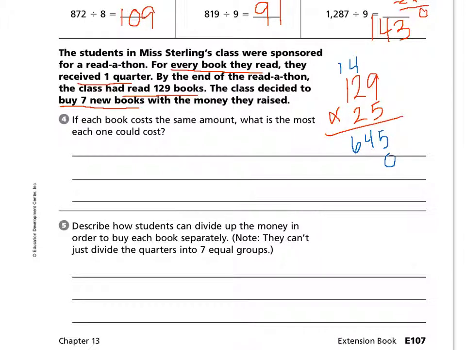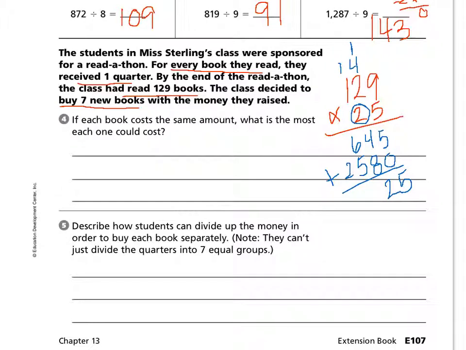I'm dropping a 0 because I'm moving on to the 2. 2 times 9 is going to be 18. Carry the 1. 2 times 2 is going to be 4, plus the 1 is going to be 5. 2 times 1 is going to be 2. I'm then going to add this. 5 plus 0 is 5.